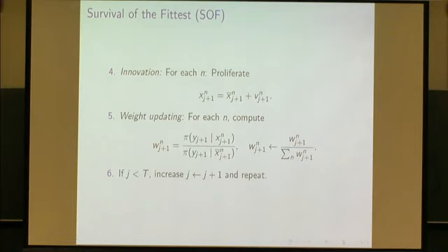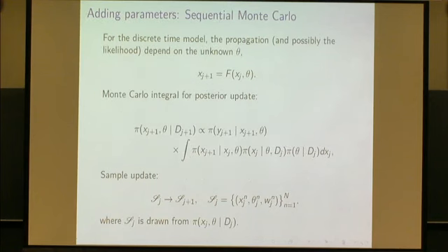Then what we do, now this is a real choice, is we are updating our weights. We're checking how the daughter is doing as compared to the parent. And again, we are updating by normalizing. If we are at the end of time, we finish, and otherwise we repeat the process and we continue.